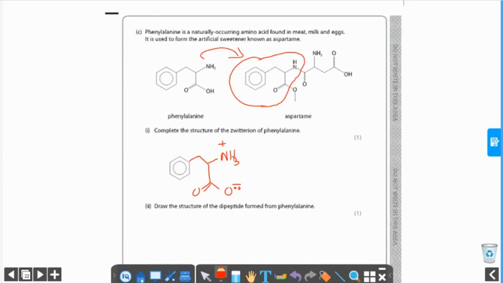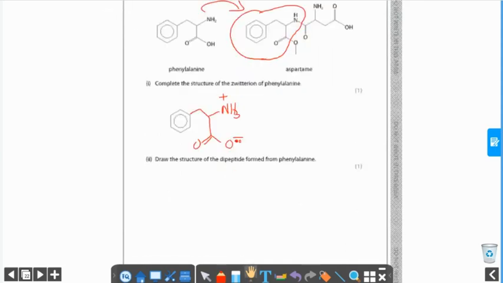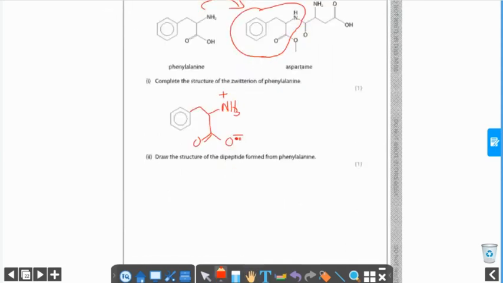Draw the structure of the dipeptide formed from phenylalanine, 2 of these. Dipeptide, di means 2 amino acids. When you name peptides, remember dipeptide doesn't mean 2 peptide linkages. The dipeptide means 2 amino acids. A dipeptide will only have 1 peptide linkage. Di means 2, but it has only 1 peptide linkage.